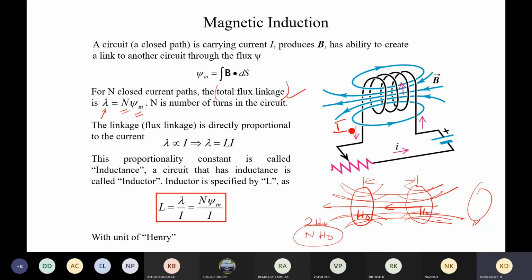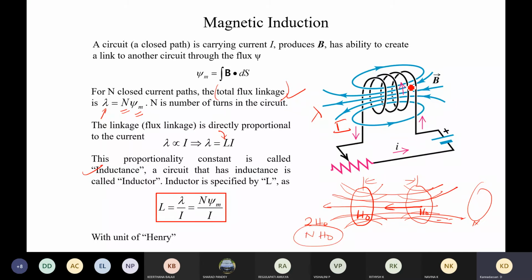Okay, so how are this current and this total linkage connected? They are linked by means of a proportionality constant, which is often referred to as inductance. What is meant by inductance is nothing but the ability to make the flux linkage. This cannot happen for all types of structures; only selected structures can do it.